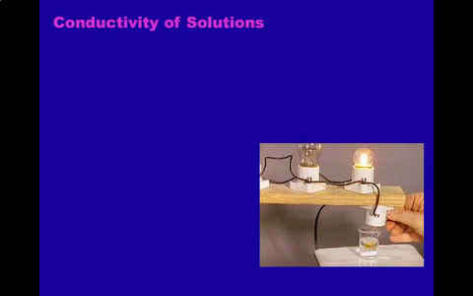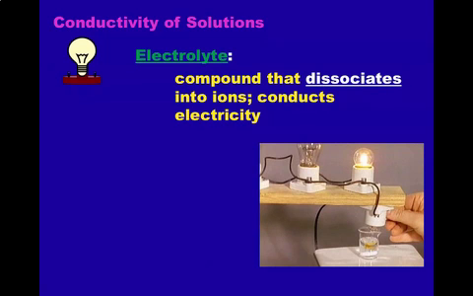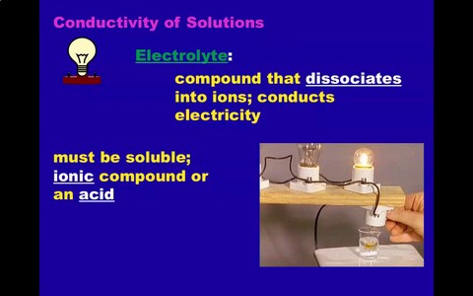So to figure out if a solution is going to conduct, you're going to see if it's an electrolyte. An electrolyte is a compound that dissociates into ions, and dissociates means it breaks apart. And then those ions will conduct electricity. You can see in the picture on the right there, they're putting the wire into the solution and it's lighting up the light bulb. In order to be an electrolyte, first of all, they have to be able to dissolve in water, so they have to be soluble.